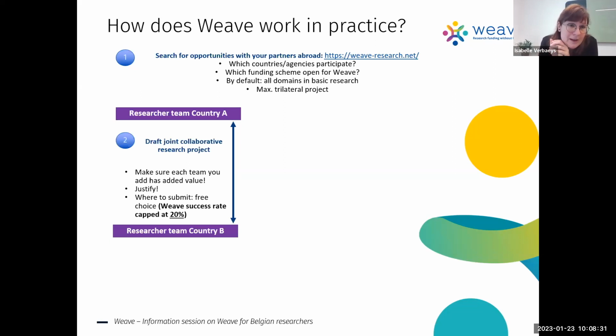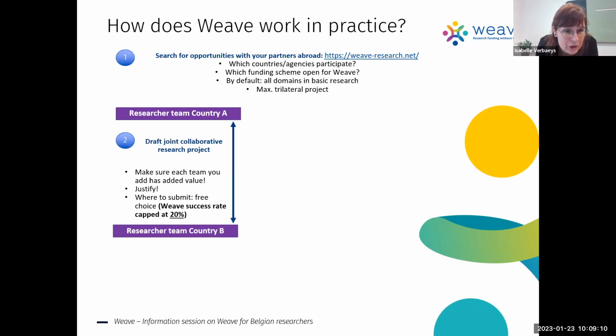So you will draft your joint collaborative research project together, so the team from country A with the team from country B, and make sure that each team that you include has an added value. So don't wonder whether you need to include another team. It needs to make sense scientifically. So you need to justify why you include each team and which role each team will take within your joint collaborative research project. Then you ask yourself the question, where will I submit this proposal?